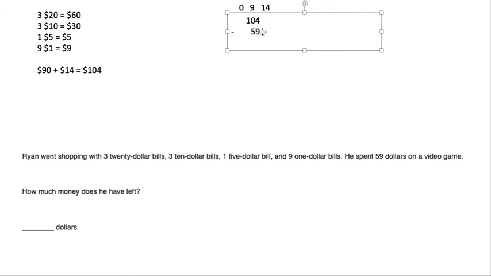All right. 14 minus 9 is 5, so I'm going to stick this here. And then 9 minus 5 is 4. And now this is 0 minus nothing. It gives me 0. So how much money does he get back? He gets back $45.